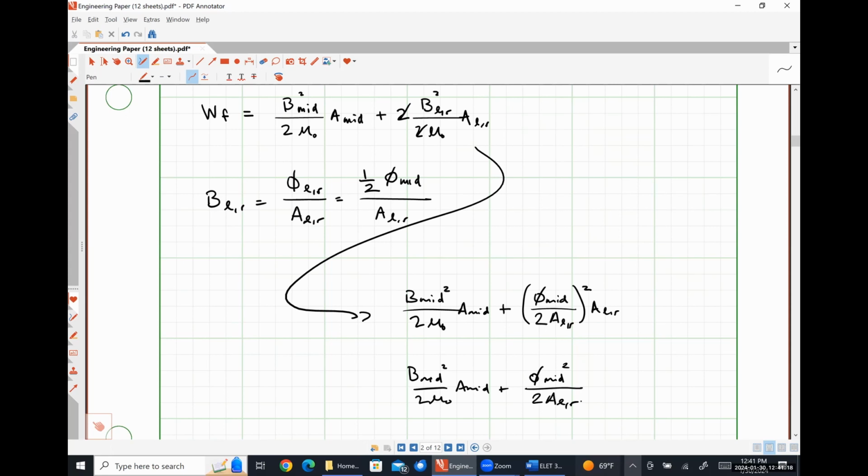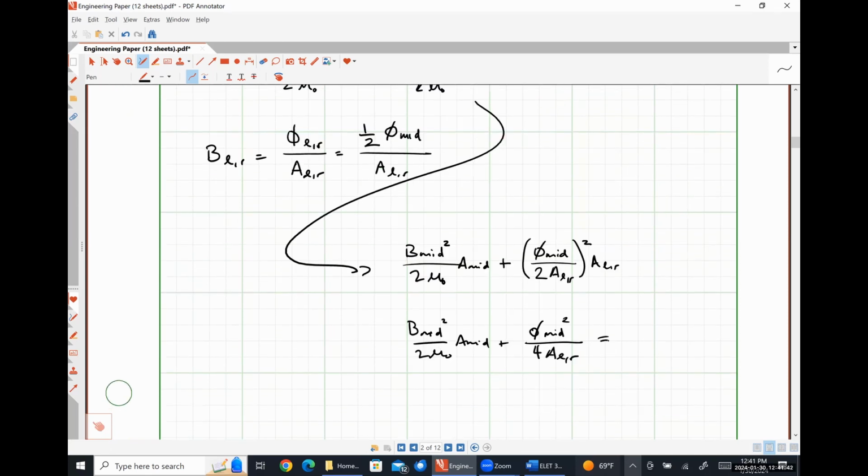I'm sorry, what? You are right, it should be 4. So phi mid squared's over 4 A left and right, with one A left and right on top. So we're left with 1/4. Yeah, okay. And so from here, we can just plug in our numbers.